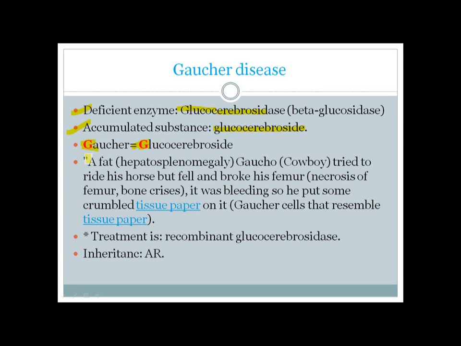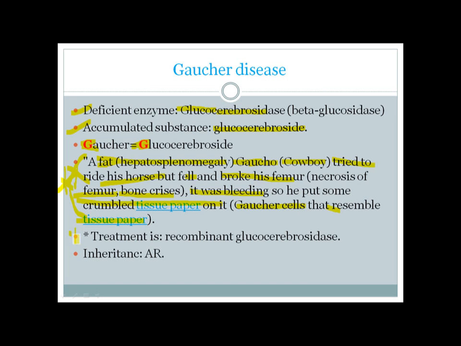So I have a story for you that I brought from some place. This story tells you that a fat Gaucher, fat meaning hepatosplenomegaly, Gaucher, which is actually a cowboy in some instances. A fat Gaucher who likes to eat sugar, which is glucose, tried to ride his horse but fell and broke his femur, meaning necrosis of femur and bone crisis. It was bleeding, so he put some crumbled tissue paper on it. So crumbled tissue paper meaning Gaucher cell that resembles crumbled tissue paper.